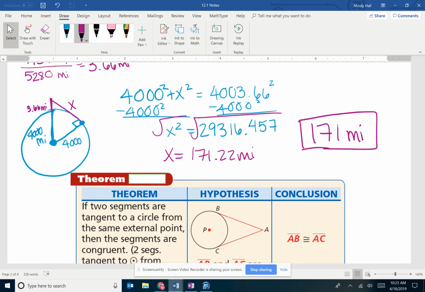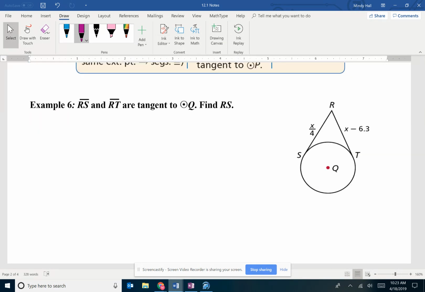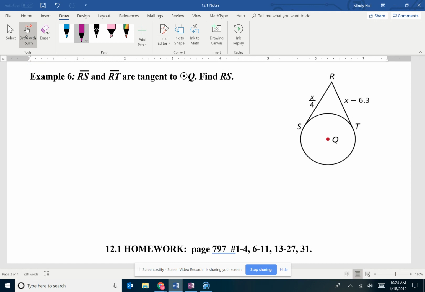So, last little theorem we have, if you want the number, it is 12-1-3. But this theorem says that if you have two segments that are tangent to the circle and they have the same external point, kind of like you see in the picture, then the segments are congruent. So you can add little congruent symbols if you want, but because these lines are tangent and they meet at A, we know that AB is congruent to AC. So the main benefit to that is solving problems like this when we have two tangents that are meeting at R. So because I know that these should be the same, I'm just going to set them equal to each other.